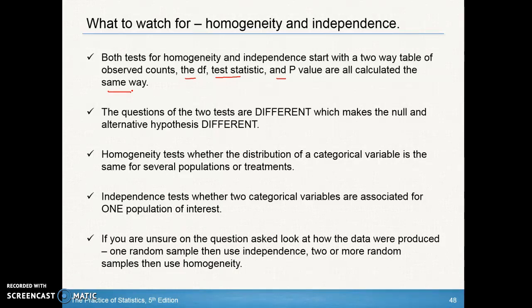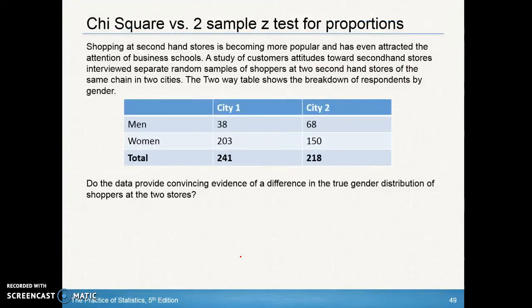If you're unsure on the question, look and see how the data was produced. One random sample, that's independence, or two or more samples, then you know it's homogeneity. Let's take a look at this one. Now notice, with a chi-square test, we can sometimes actually use a 2-sample z-test for proportions. How will we know what that looks like?